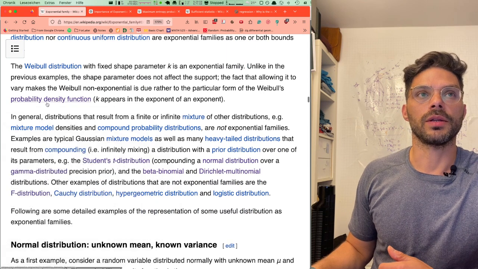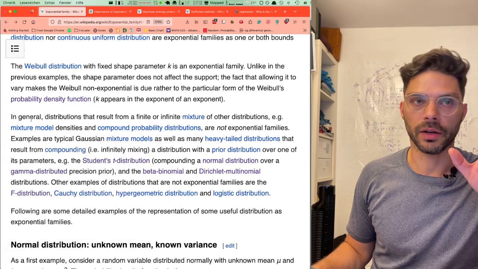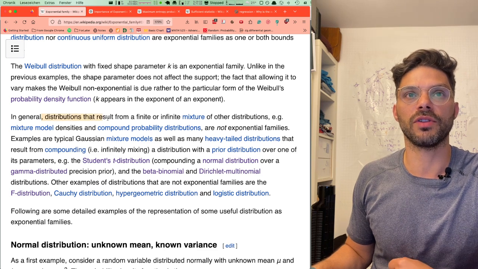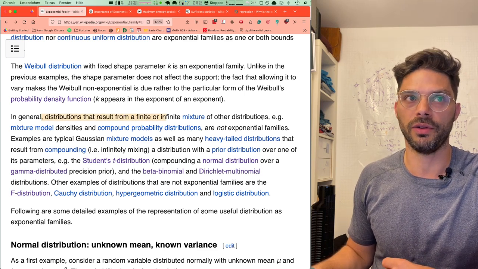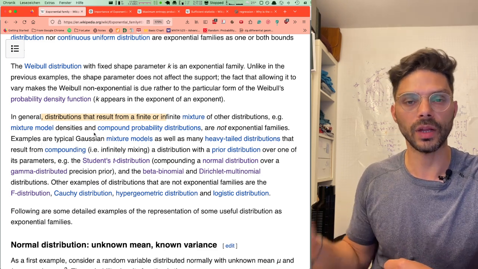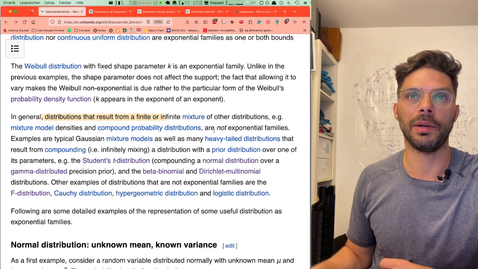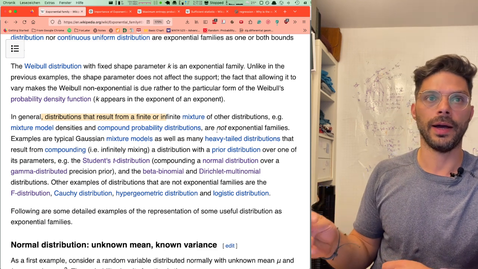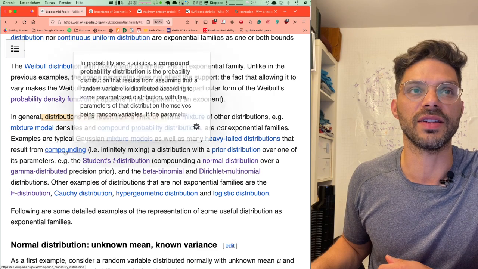Oh, and here's another one. Another set that aren't in the family. In general, distributions that result from a finite or infinite mixture of other distributions, such as mixture models. We just saw mixture models in a previous video. And compound probability distributions. Those are the ones which are kind of this infinite mixing thing.